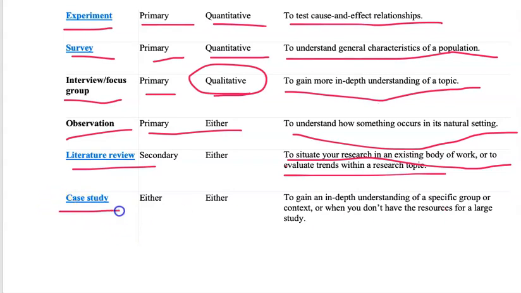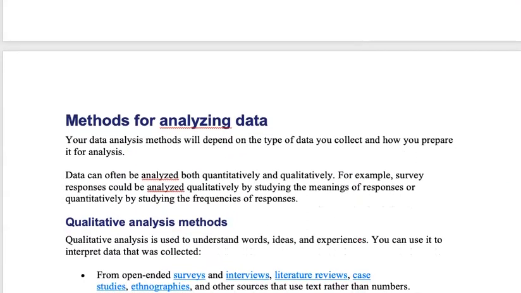Case study is a very good tool for studying. It can be primary or it can be secondary also, and it can be both qualitative as well as quantitative, because if you want to do an ethnographic case study, then it will be qualitative, but if you want to do a demographic study, then it can be quantitative. To get an in-depth understanding of a specific group or context, we can do a case study. So we have to focus on a particular area and then we can do the case study.